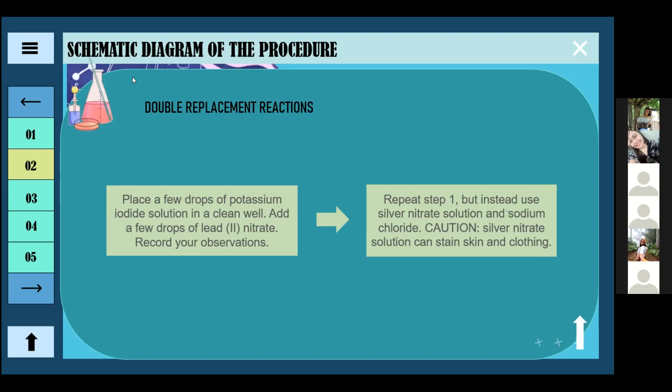Place a few drops of potassium iodide solution in a clean well. Add a few drops of lead nitrate. Record your observation. Repeat step 1, but instead use silver nitrate solution and sodium chloride. Caution: silver nitrate solution can stain skin and clothing.